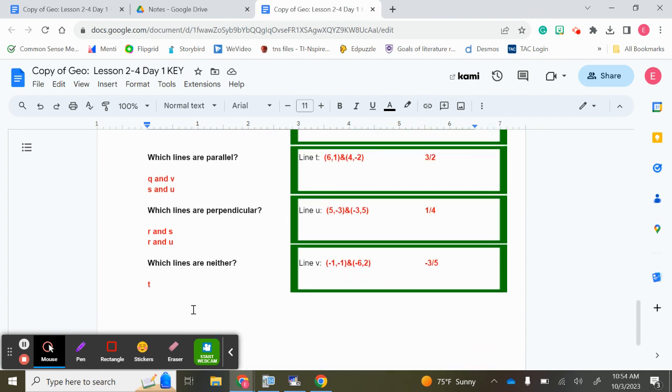Oh, which lines are neither? T. T is the one that is left out. T is the cousin you don't talk to anymore. It's a shame. Shame, really. I hate it. I hate seeing families broken up.